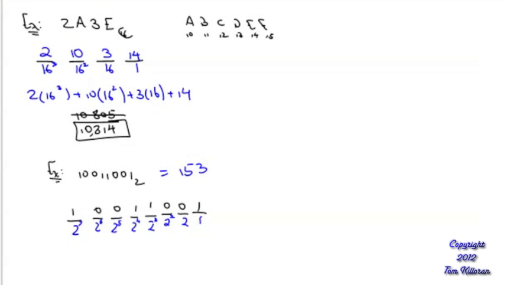10/3. Getting there. It's 10/3. 2 to the 7th, which is 128, plus 2 to the 4th, which is 16, plus 2 to the 3rd, which is 8, plus 1. So it's 128 plus 16 plus 8 plus 1. All right, let's go the other way. Oh, I know what I did.